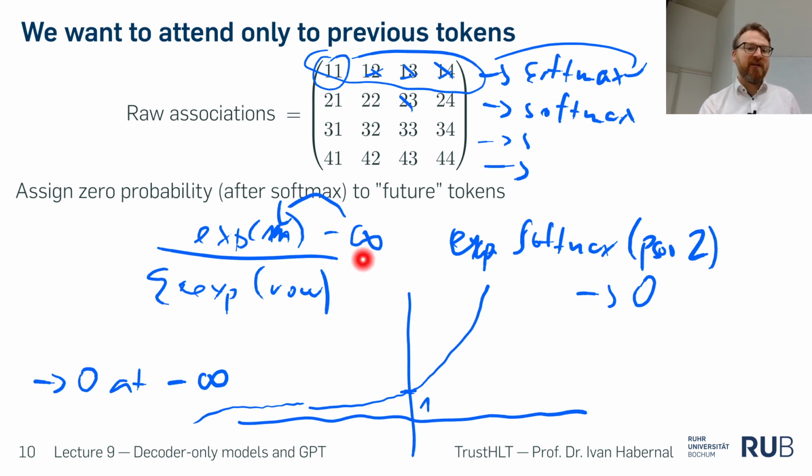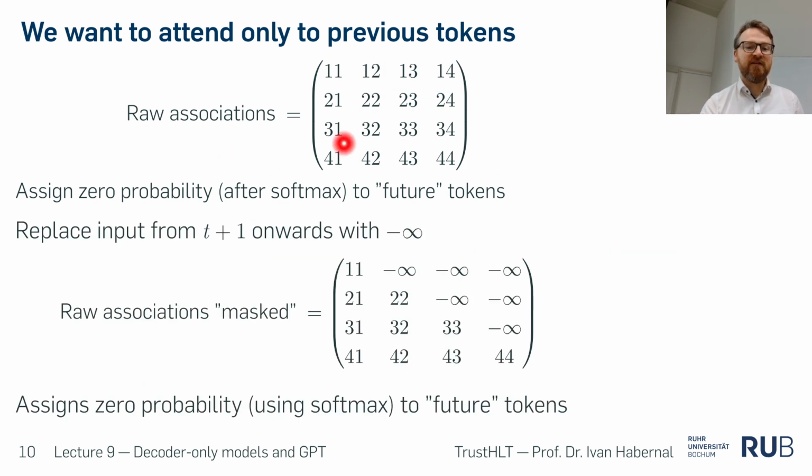No, sorry, this is a bad example. I need to put this at position 2. So maybe here we should put minus infinity, right? For all the future tokens, will it work? If I put minus infinities here, maybe it will work. And that's exactly it. So what we are going to do is, for each position, we replace the future tokens in this row with minus infinity.